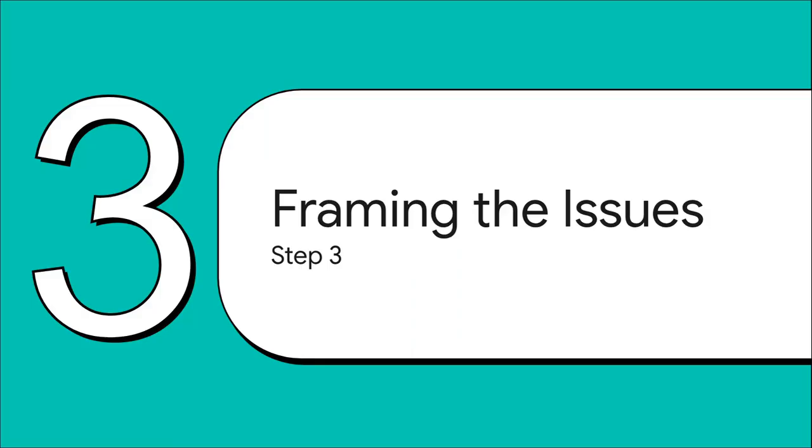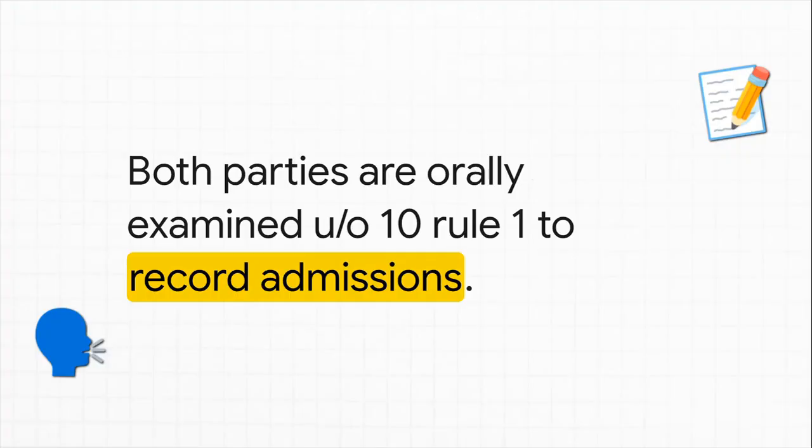Moving right along into Section 3, framing the issues. Before the court can officially identify the core issues of the dispute, they do something highly practical. Both the plaintiff and the defendant are brought in for an oral examination under Order 10, Rule 1. Why? To officially record their admissions. By doing this early on, the judge can immediately weed out what the parties actually agree on, isolating exactly what they're fighting over. It's kind of like clearing the smoke before the battle.